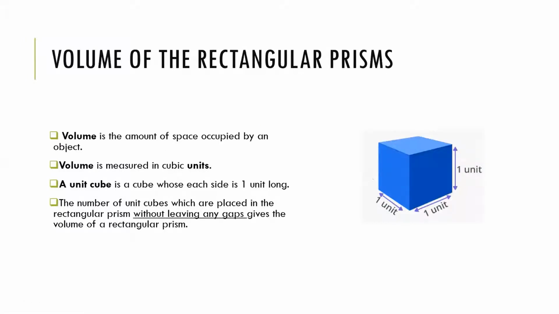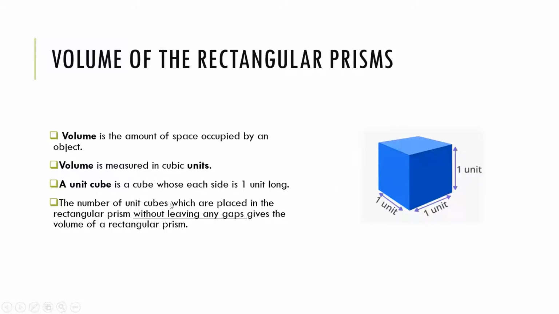Okay, let's learn the volume of the rectangular prism. Volume is the amount of space occupied by an object. Volume is measured in cubic units. Alright, what is cubic units? A unit cube is a cube whose each side is 1 unit long. Let's look at this one. It is a unit cube. Its length is 1, width is 1, and height is 1 unit.